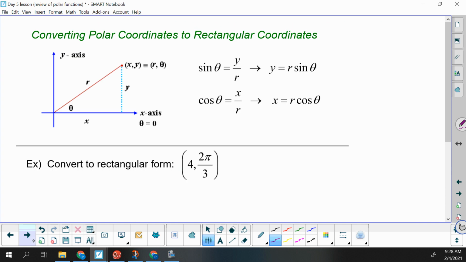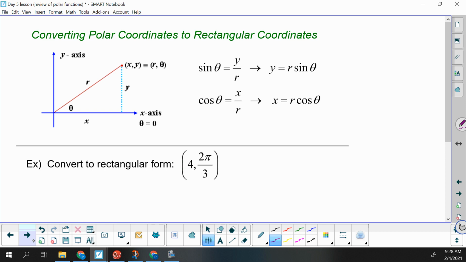So converting to polar coordinates. Some things we know based on this triangle setup is that sine of theta is the same as y over r. So if we multiply the r over, y is just r sine theta. And likewise, cos is the adjacent over the hypotenuse, so cos theta would be x over r. If we multiply the r over, we have x equals r cos theta. So that's one thing that involves x's and y's.